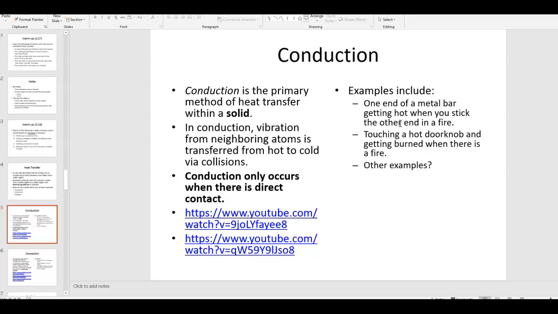Just think of situations that involve solids being heated or direct contact, and you'll have an example of conduction there. So again, check out these videos. They're meant to help you understand conduction.